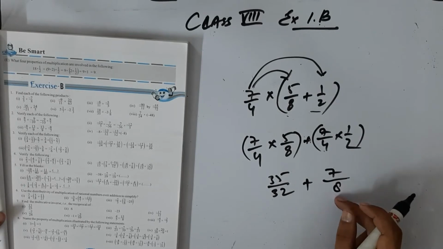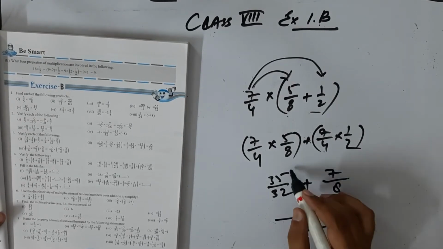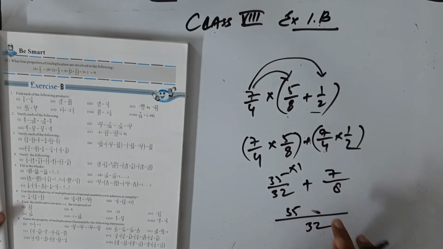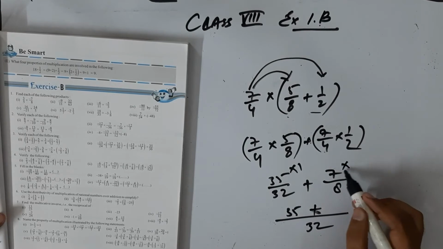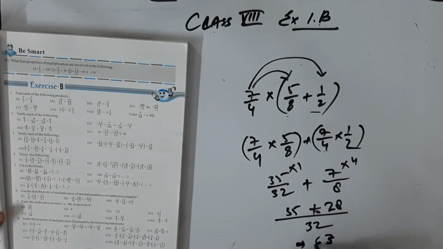So now we have the question of addition of rational numbers. So how to add? Take their LCM. LCM will be 32. How many times do you have to multiply here? Only one time. 35. How many times do you have to multiply here? 4 times. It is 28. Add them. This will give us 63 upon 32.